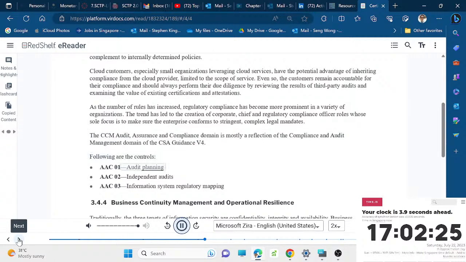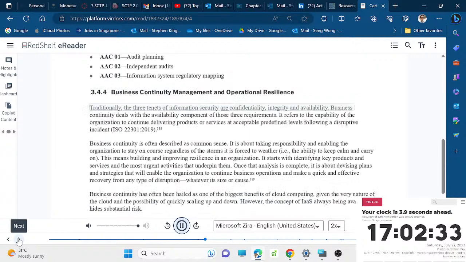Following are the controls: AAC01 Audit Planning, AAC02 Independent Audits, AAC03 Information System Regulatory Mapping. 3.4.4 Business Continuity Management and Operational Resilience. Traditionally, the three tenets of information security are confidentiality, integrity, and availability. Business continuity deals with the availability component of those three requirements.